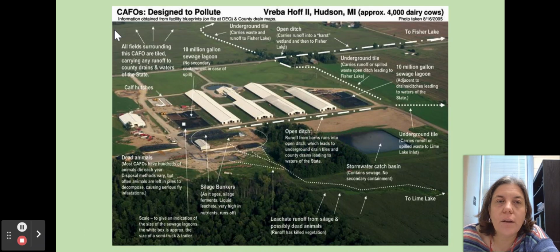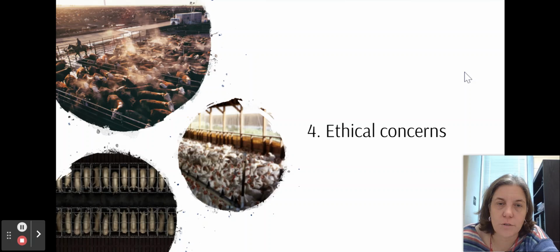Okay, this is a little graphic here. CAFOs designed to pollute. Obviously, it's an anti-factory farm picture here. This is a picture of a farm in Michigan with approximately 4,000 dairy cows, and that's kind of a lot. So it has all the places where they have stormwater catch basins and storage staging bunkers and runoff and all kinds of stuff. So you have to look at where all this water is going, where's the waste going, and the general idea here is that that's problematic for the surrounding environment in many ways. And then we've got ethical concerns here.